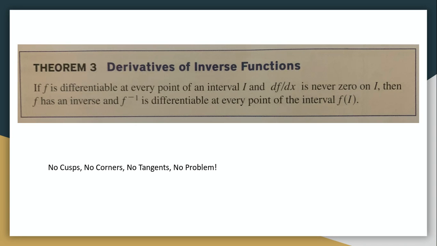That makes sense. The last one we can avoid by saying the derivative of the original function can never be 0, because that would result in a vertical tangent line of the inverse. So just from these two conditions, you can see how we've eliminated the possibility of the 3 instances where the function won't be differentiable. Cool. So that's it. I don't know why I wrote this, but I just said no cusps, no corners, no tangents, no problem. I like it.